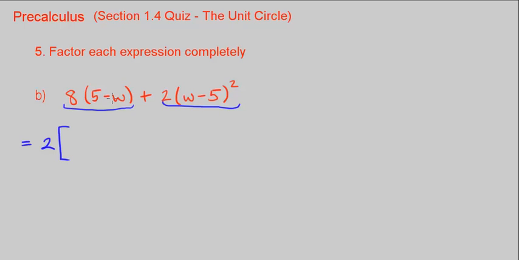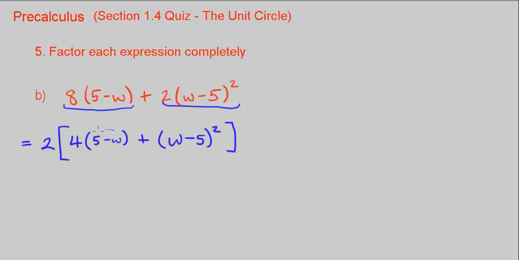So 8 times this divided by 2 is going to be 4 times this. We're dividing out the 2, factoring out the 2, we have 4 times (5 minus w), plus, if we factor out the 2, we just have (w minus 5) squared. Okay? So, is there anything else we could do? Well, the thing is, this is w minus 5 squared, and this is 5 minus w. So, you might think you cannot do anything, but you can. Let me show you what you can do.